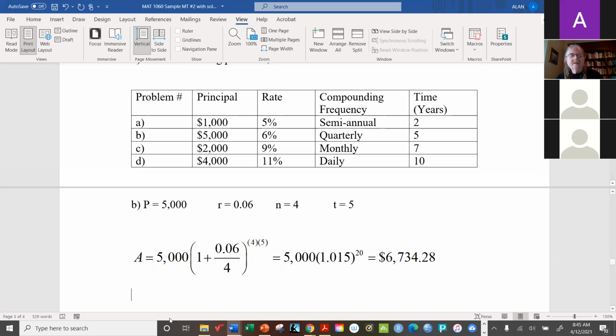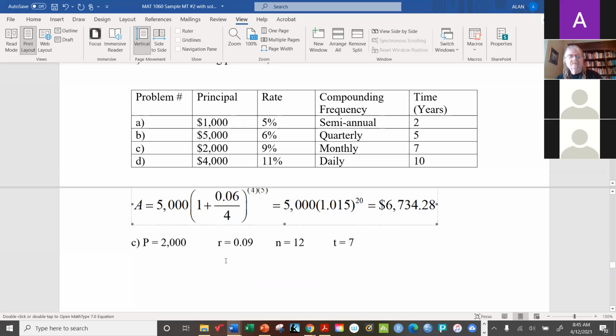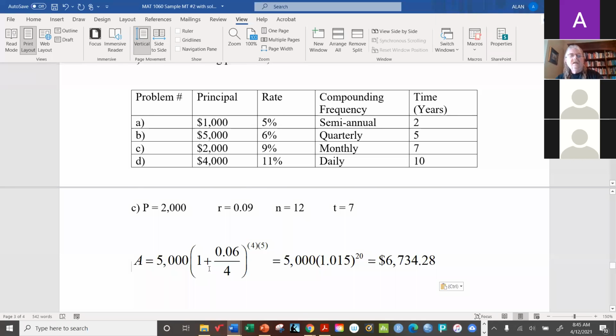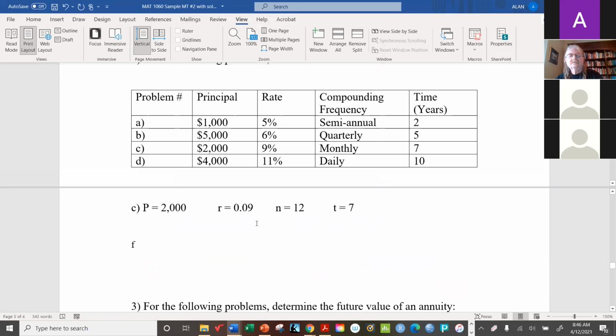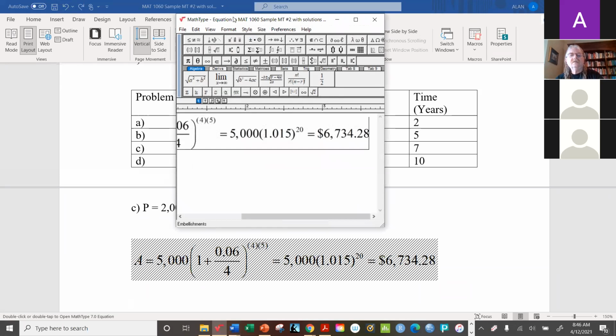All right, C. P is 2,000. R is 9%. N is 12. And T is 7. And so, in this case, I'll just recycle this formula.